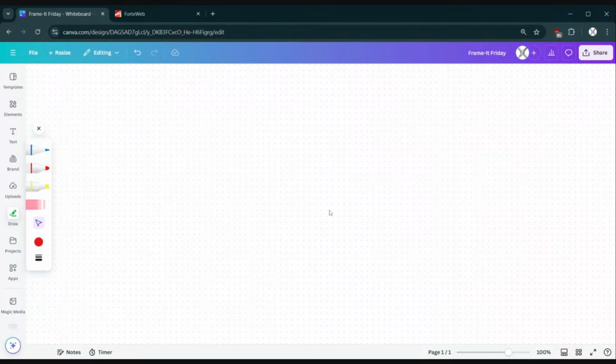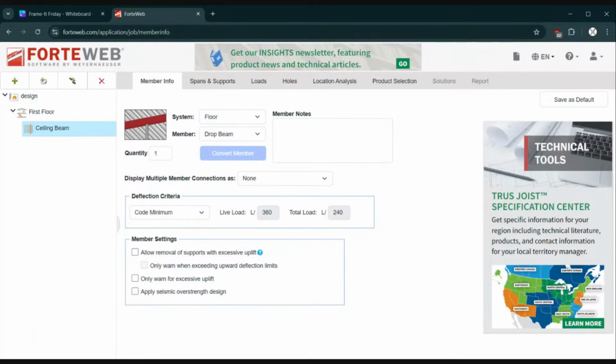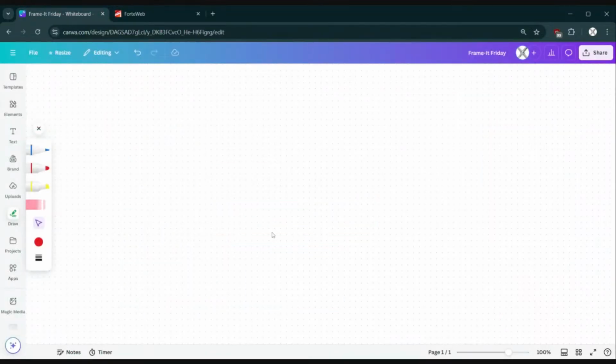So we're going to use this whiteboard in front of us today. And we're going to do a super simple little house design. Look at a situation where we would have a beam. And then we're going to go over here to Forte Web. And I'm going to show you how to run through this software and do a simple beam design, so you understand a little bit about what's going on.